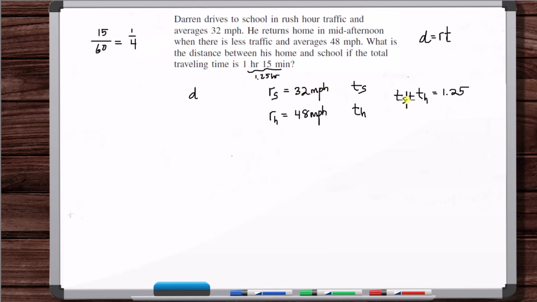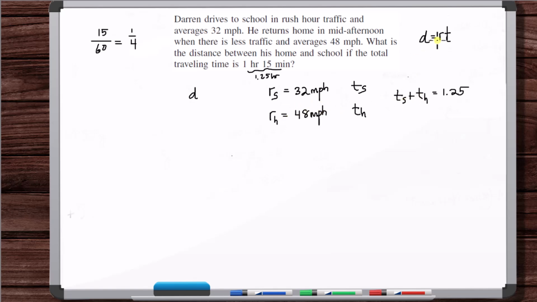So we're not going to say, you know, 60 plus 15 is 75. We're not going to say TS plus TH is 75. We could, it just depends. Since we're dealing with miles per hour as our rate, we're going to leave this in hours. Okay, so we've got some different relations here.